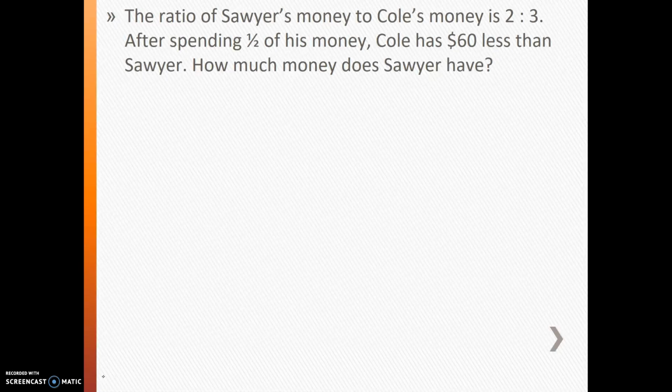Okay, well, let's go to our before situation here, and we'll model that first. So before, let's see, Sawyer has 2, and Cole has 3. And it says, after spending half of his money, Cole has $60 less than Sawyer. Okay, so our after situation is going to involve Cole spending half of his money and then having $60 less than Sawyer. And the question we're trying to answer is, how much money does Sawyer have? So let's draw our after situation here.